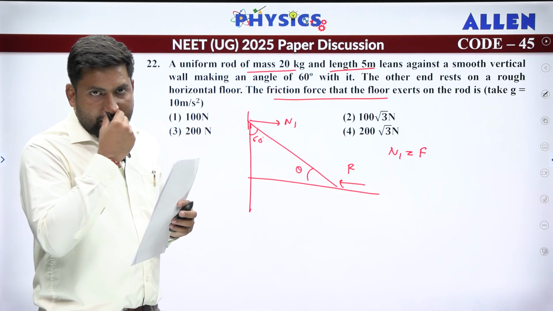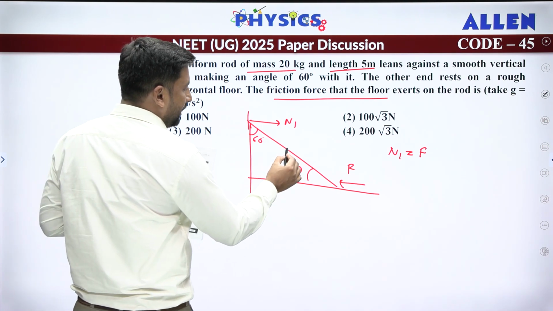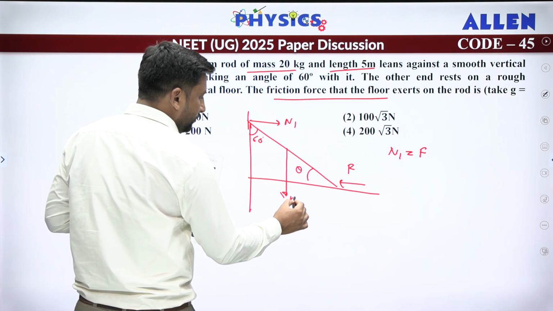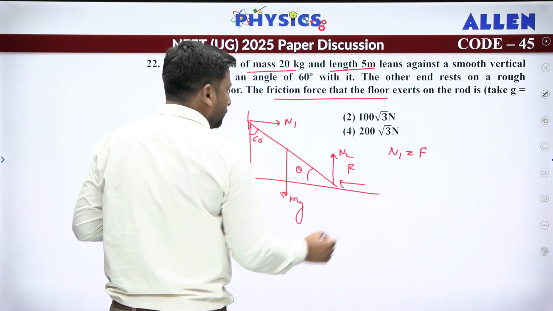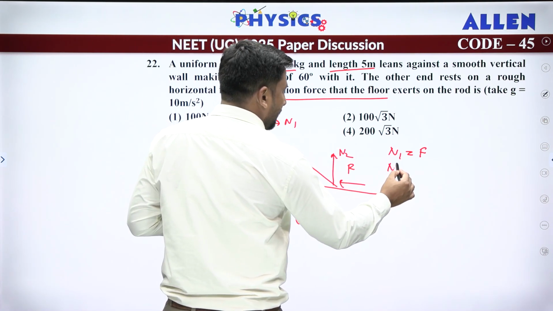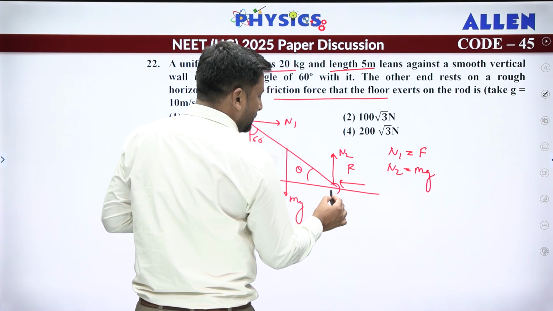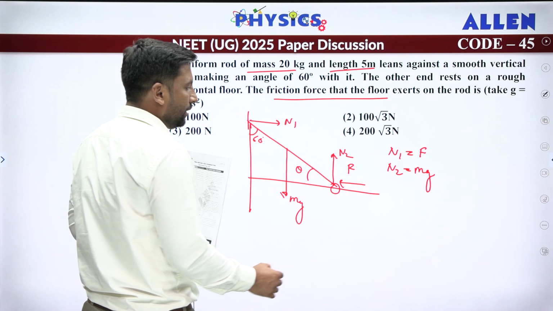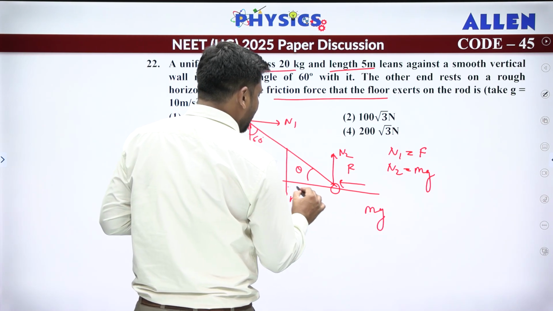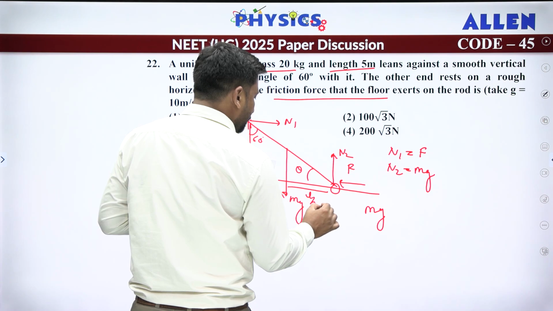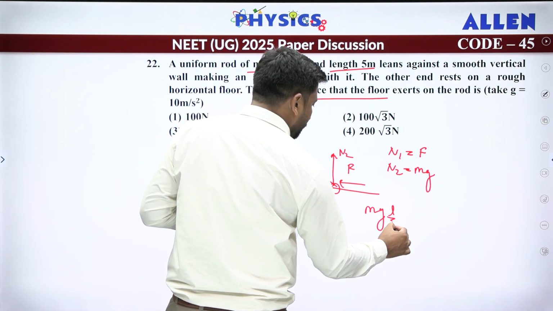This question is based on the balancing of torque. Now mg will be acting over here, and from here one more force will be passing, let's suppose N2. So the second equation we can say is N2 is equal to mg. We can apply the torque balance about this point. So what can we write here? We can say mg, this length will become how much? L by 2 cos theta. So we can say mg L by 2 cos theta.